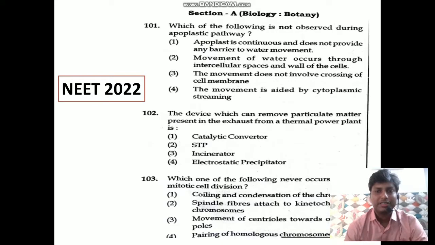As you can see on the screen, this is section A of the NEET 2022 paper, and this is basically the botany section. As you all know, section A is botany and section B is zoology. From section A, today I'm going to discuss the first 3 questions which appeared in your NEET 2022. Okay, dear students, now let us start with the first question.